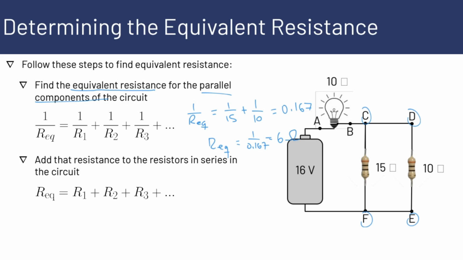Next, add that resistance to the resistors in series in the circuit. To do resistance in series, we just add the resistors one after the other. The light bulb is in series. So the equivalent resistance is equal to 10 ohms plus 6 ohms. Our equivalent resistance for this whole circuit is 16 ohms.